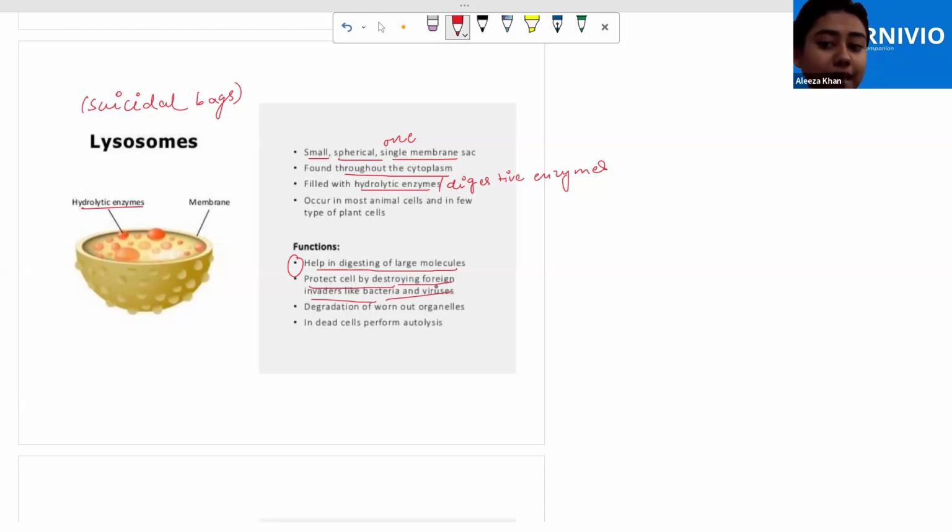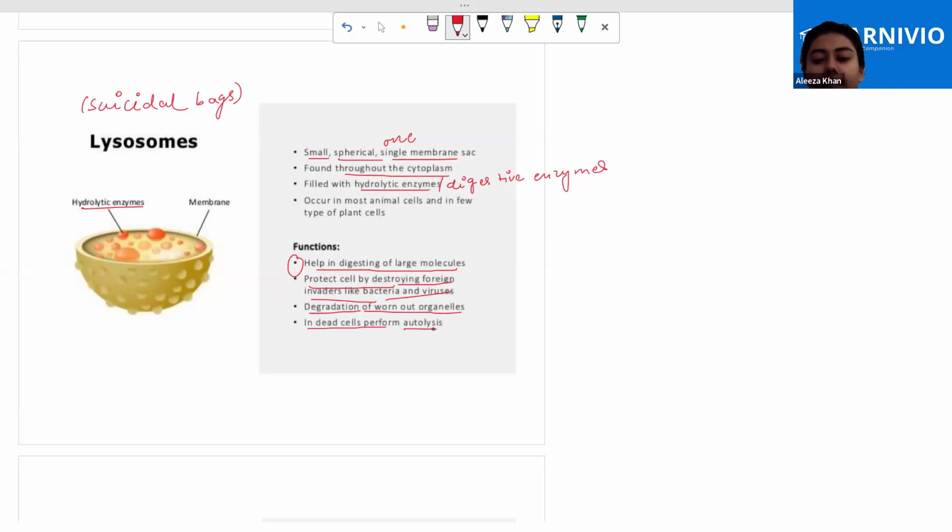Now, first of all, they will digest the destructive contents of the cell, or the waste products. Secondly, they will help the cell in protecting against the pathogens entering it. Pathogens can be in the form of bacteria or viruses or any other microorganism that can cause its destruction. Also, degradation of the worn out organelles. Worn out meaning the waste of the complete cell, and also helping the dead cell to perform autolysis.